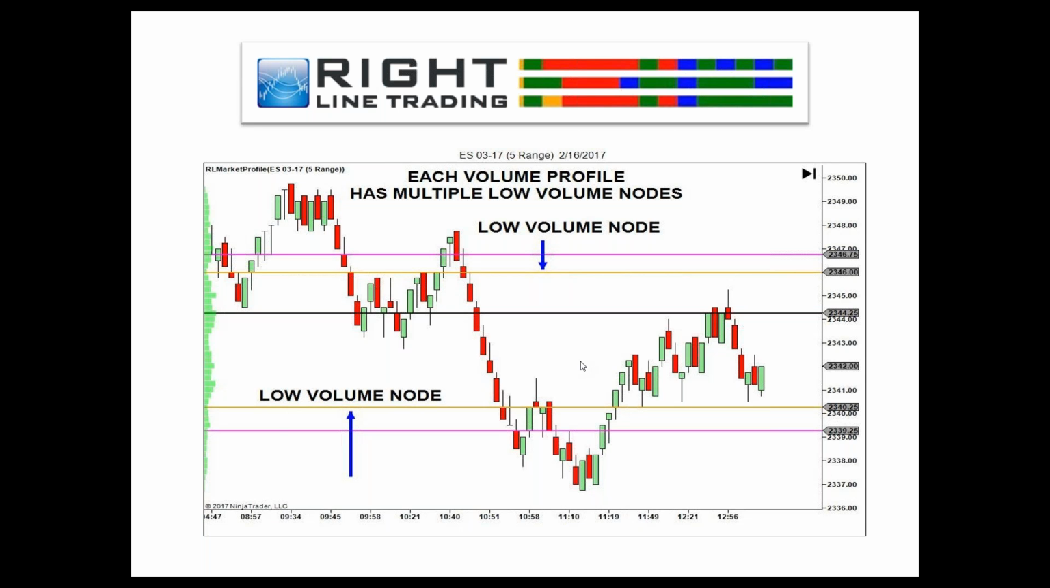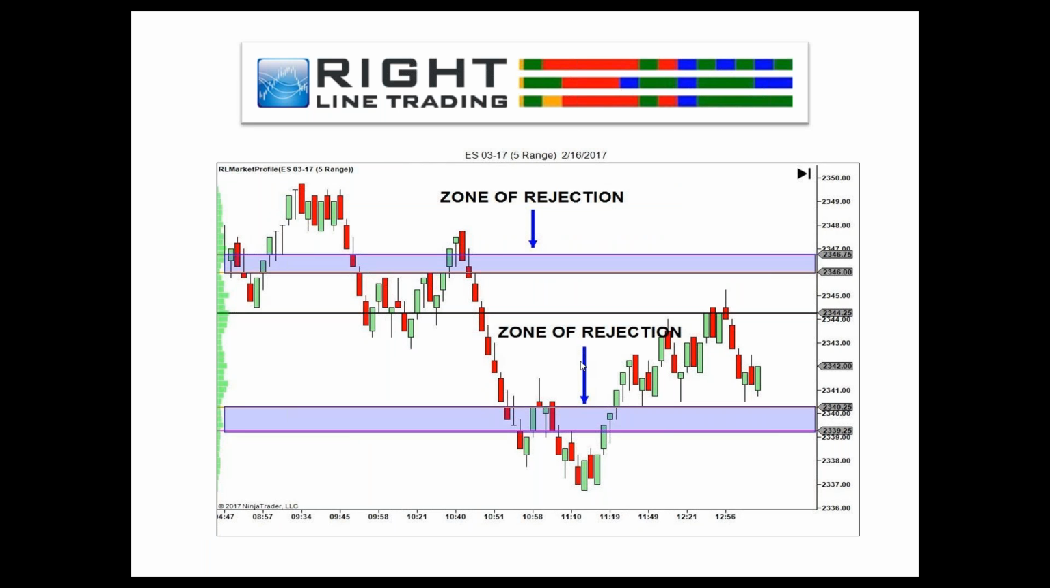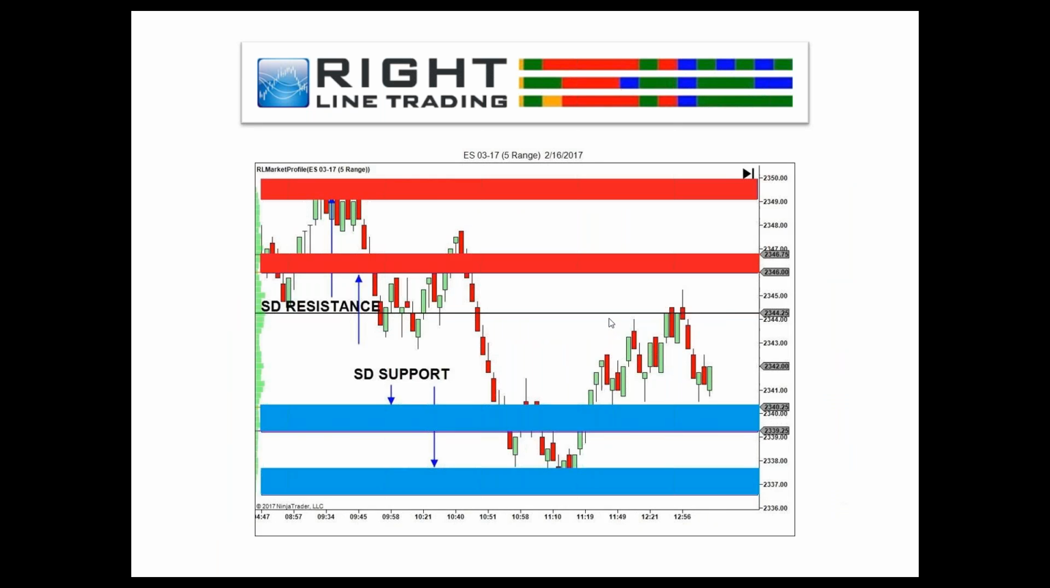So what we did is we found that we have zones of rejection. When the value area high and this low volume node become confluent, the software creates the zone, and the zone becomes opaque. When this low volume node and the value area low become confluent, you get this zone. Now, these areas are synergistic because they reject price for different reasons.